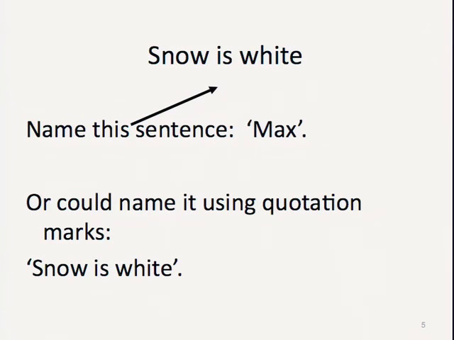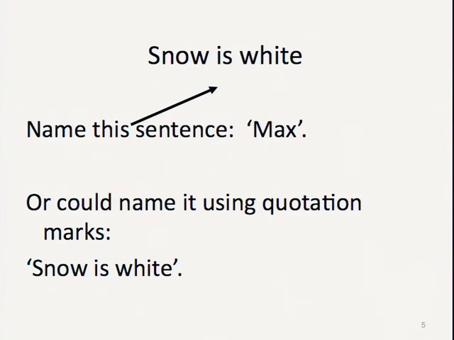That's a sentence of English. We want to study the meaning of a sentence like "snow is white." We want to be able to say something about the meaning of sentences like "snow is white." So you give it a name, right? You can give it a name in lots of different ways. You could call it Max. You could call it Ernest. You could call it practically anything, right? But there is a standard way of forming names of sentences, which is to put quotation marks around them.